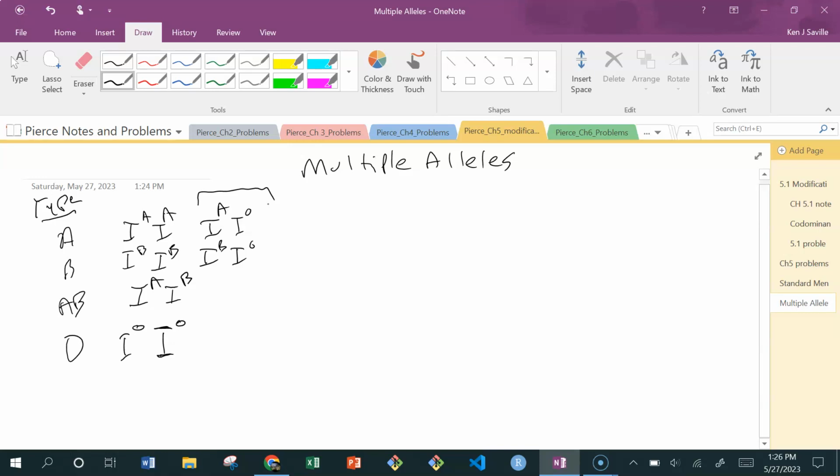So because now we know that that allele is recessive to the other ones, we can actually use another symbol called little i.